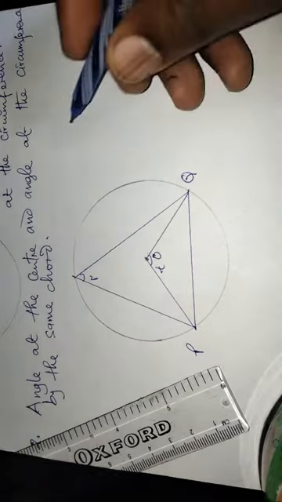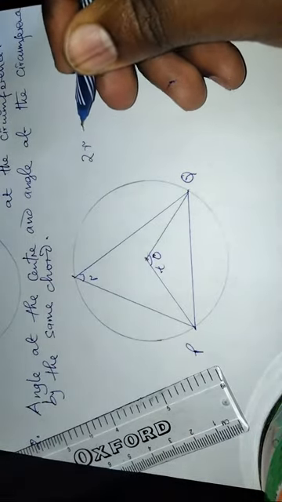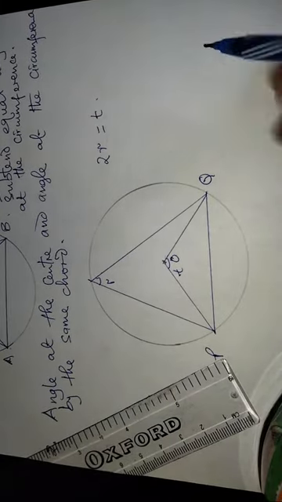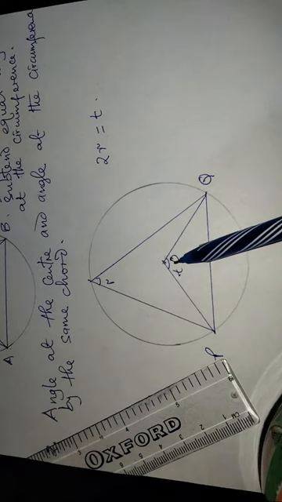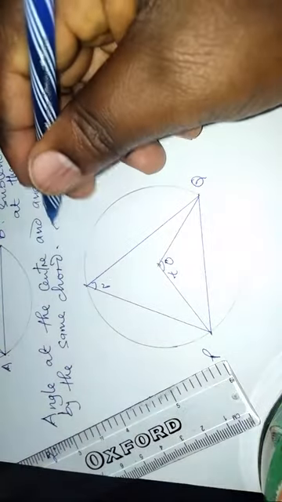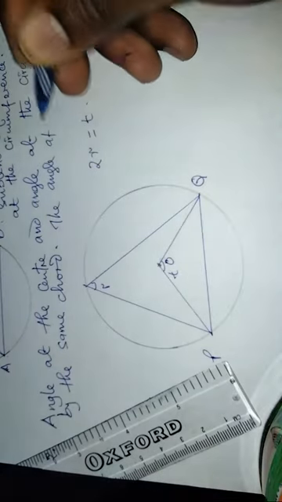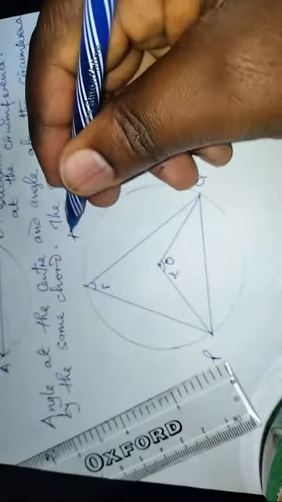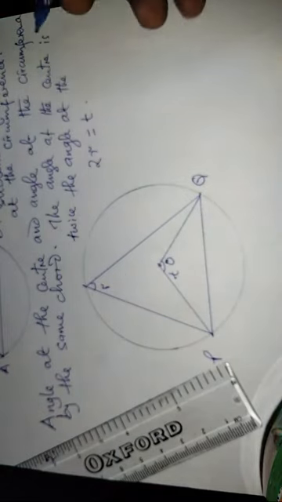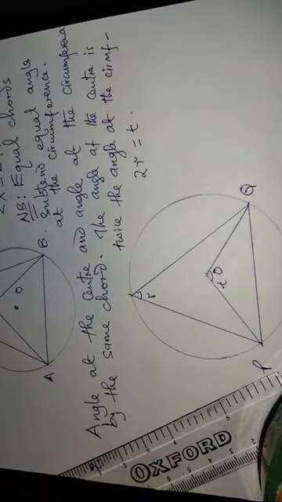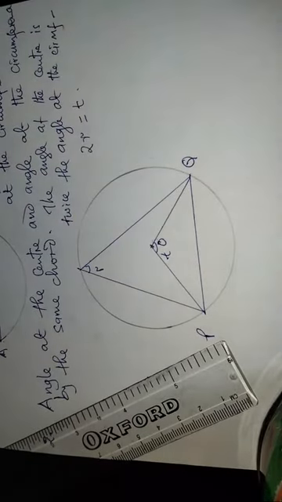And the relationship is that when we take 2, we multiply by R, we get the size of the angle T. In other words, it can simply be concluded that the angle at the center of a circle is usually twice the angle at the circumference of the circle, as long as they have been produced by the same chord. So the angle at the center is twice the angle at the circumference, as long as they have been produced by the same chord. The one at the center will be double the one at the circumference.